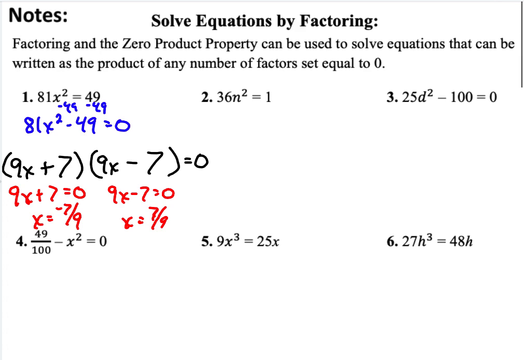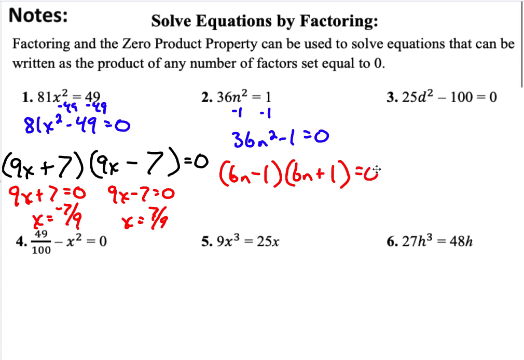So number 2, again, get everything on the same side. So 36n squared minus 1 is equal to 0. 36n squared is 6n times 6n. 1 is 1 times 1. And I need one plus and one minus, and it's still equal to 0. Set each one equal to 0.